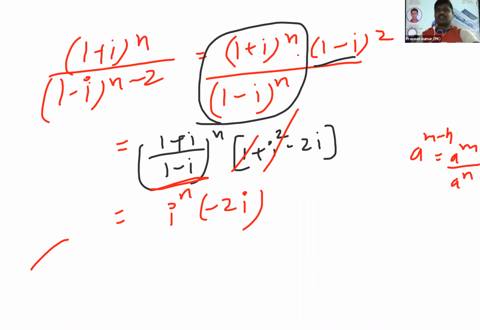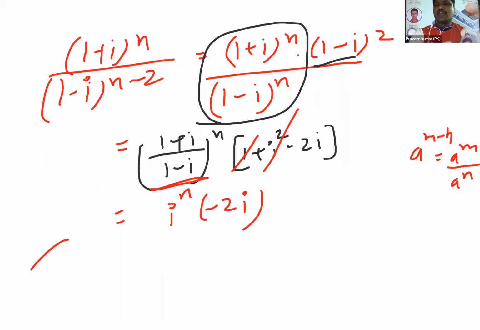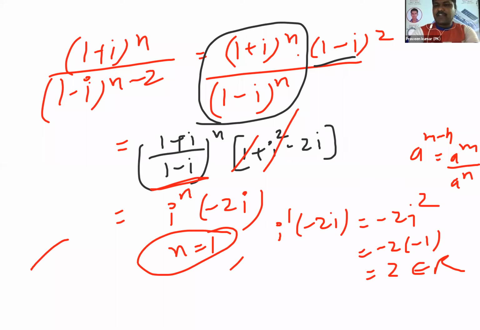What is the given question? The least positive integer n for which it is a real number. That means whatever you substitute in place of n, you should get a real number. Now I substitute n equal to 1. Then what is the answer I will get? i power 1 into minus 2i, minus 2i square, minus 2 into minus 1, which is 2. 2 is a real number, no? I substituted n, and I got a real number.